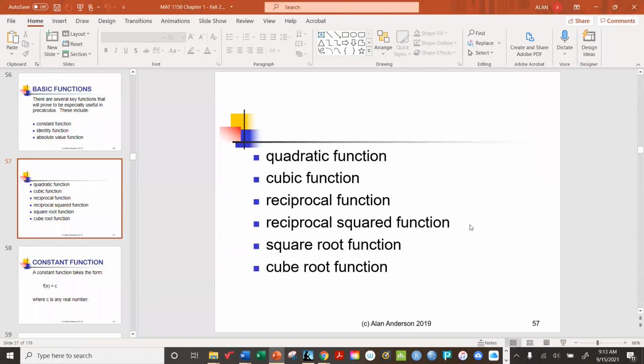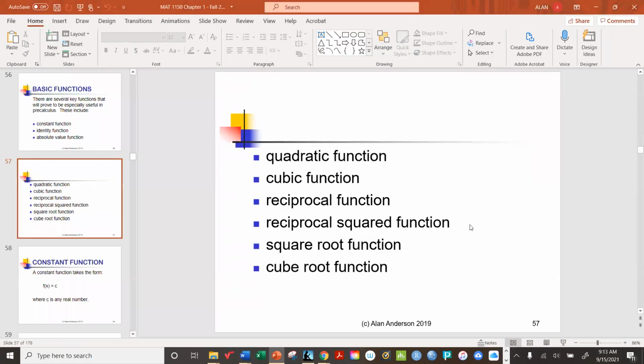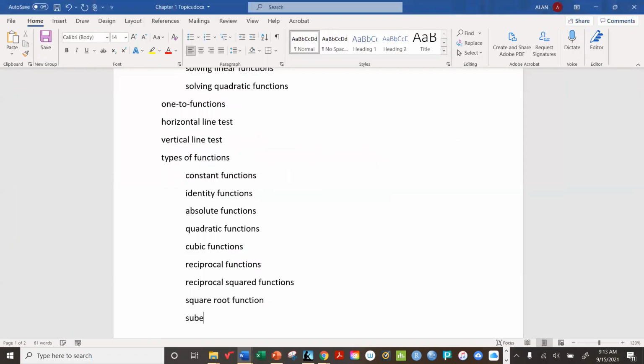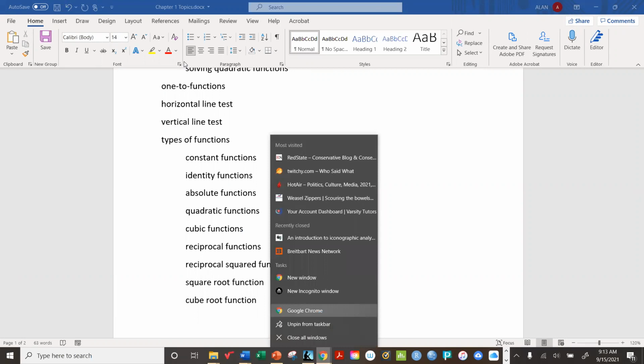All right, let's just quickly finish this up. Square root function, and then the cube root function. So let's say you decided I've had enough. I need to know what a quadratic function is, and you went up here and said, okay.